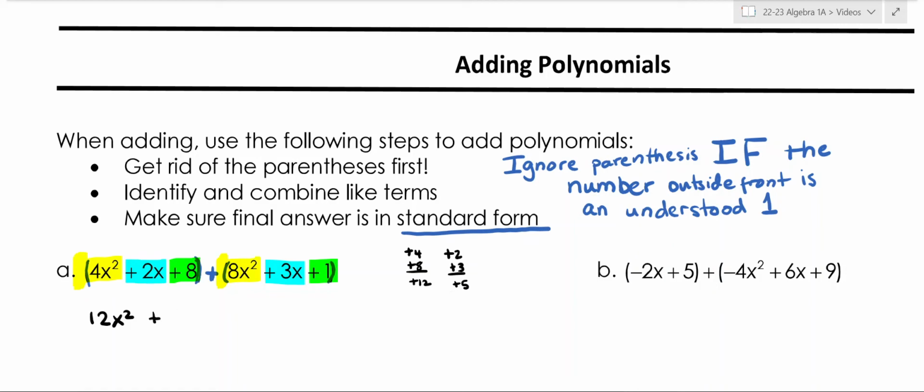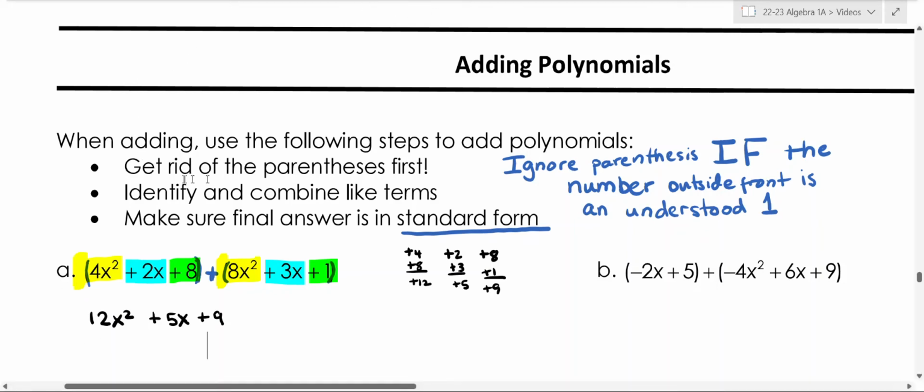So that's plus 5x. Notice that the only thing we work with when we're adding and subtracting is the coefficients. The variables stay the same. Okay, it's when we multiply that we add those exponents. And then lastly, your constants are a positive 8 and a positive 1. All right, positive 9. Here you go. All right, so this is the answer.